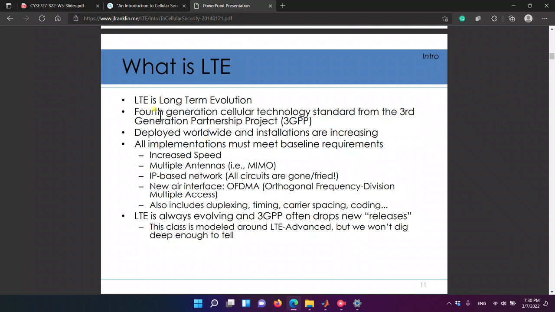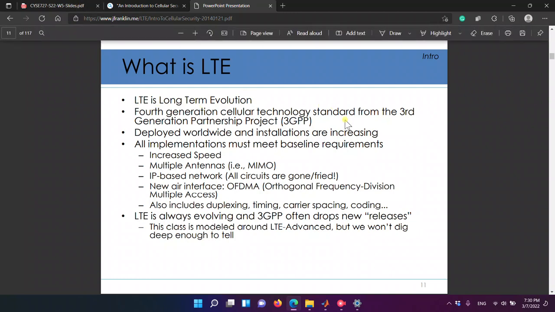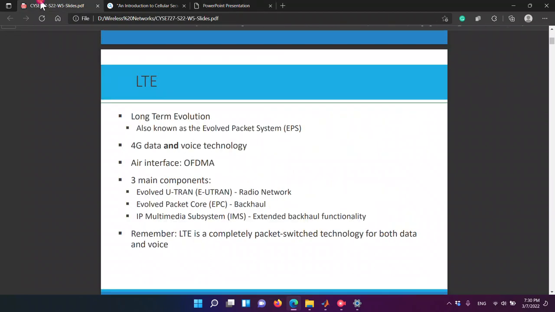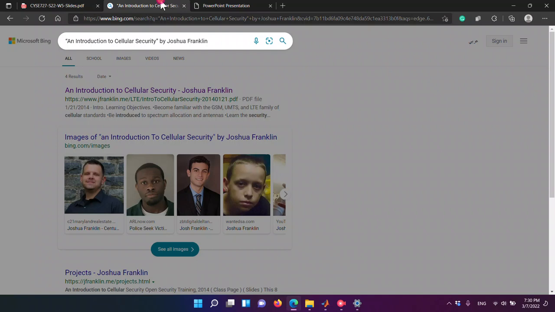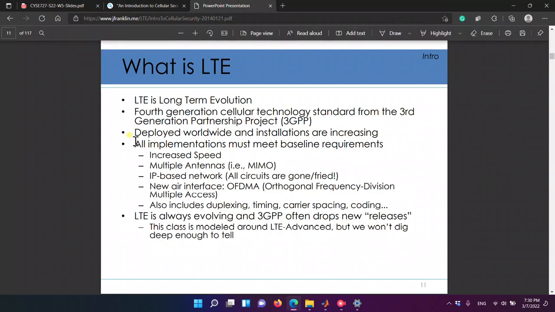LTE stands for long-term evolution. It's a fourth generation cellular technology standard from the Third Generation Partnership Project. It's a fourth generation network and it's a voice technology. All implementations must meet baseline requirements: increased speed, multiple antennas (MIMO), an IP-based network, and a new air interface. So we have OFDMA.